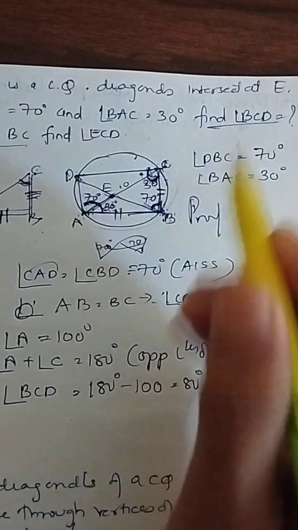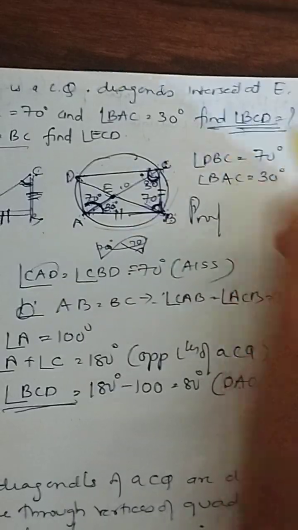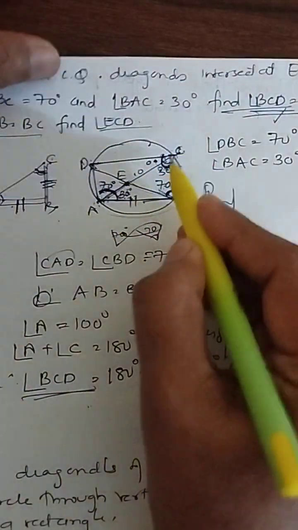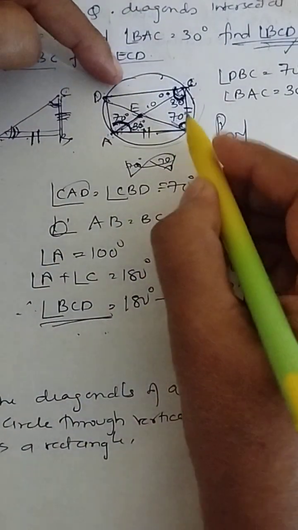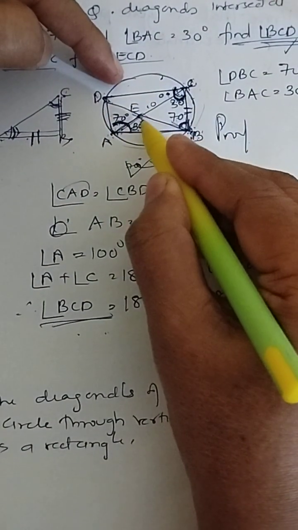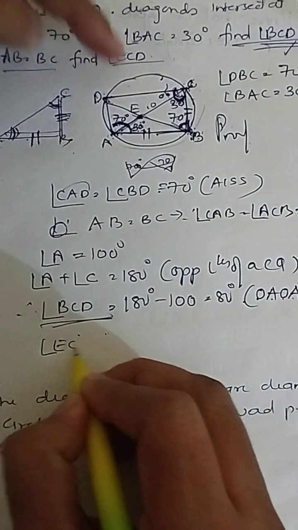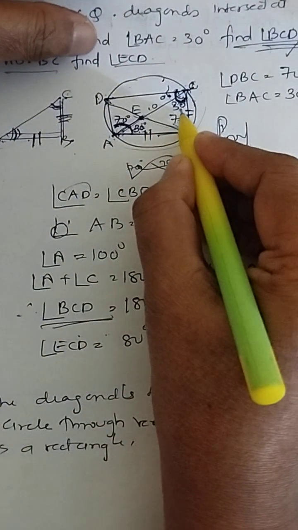So this is 80, I said. So I got the full thing, BCD. They have asked you to find BCD, I got BCD. But they have also asked you to find ECD, this part. Now this full thing is how much? We got it as 80. BCD is 80. Now this thing is 30. So angle ECD will be equal to 80 minus 30, because here it is 30.